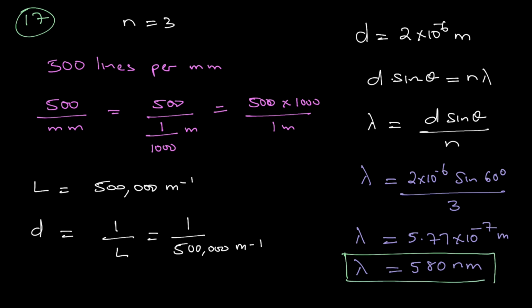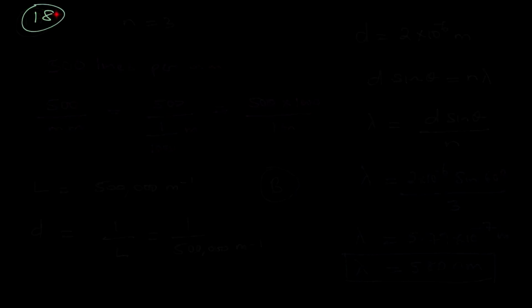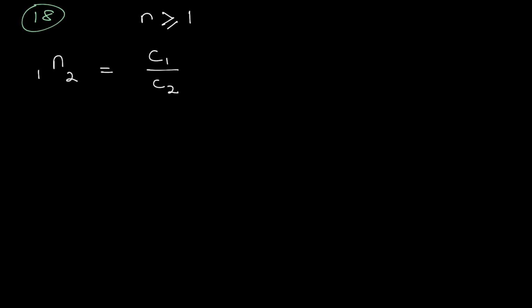So lambda is 580 nanometers, and that's B. Question 18: what is the refractive index of the core of the fiber optic cable? In this case, we know that refractive index is always greater than or equal to 1. And therefore, if you have 1 and 2, that means C1 over C2.